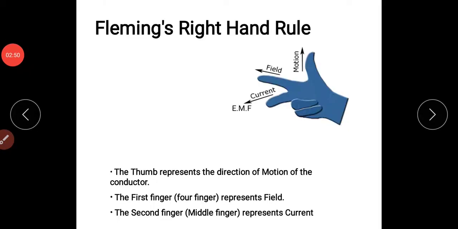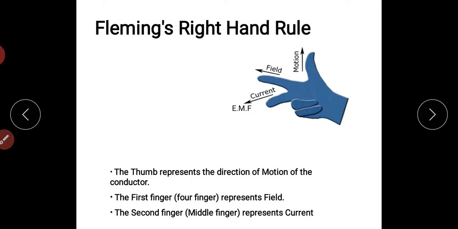EMF means electromotive force. Electromotive force is also known as voltage or potential difference. Next, the direction of the dynamically induced EMF can be found by using Fleming's right hand rule. It states that if we stretch our right hand thumb, forefinger and middle finger mutually perpendicular to each other, and if the forefinger points in the direction of the magnetic field and the thumb points in the direction of the conductor rotation, then the middle finger indicates the direction of the dynamically induced EMF or current direction.